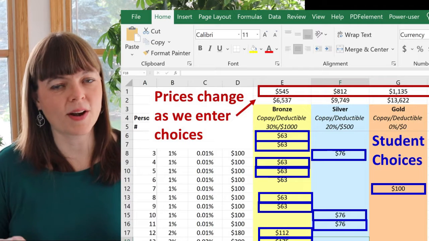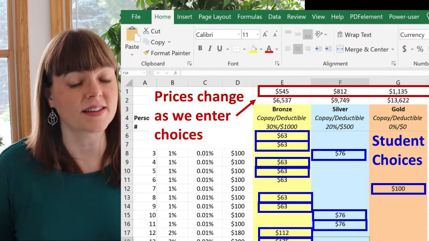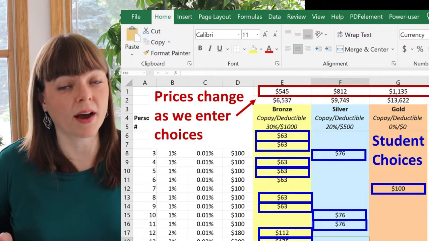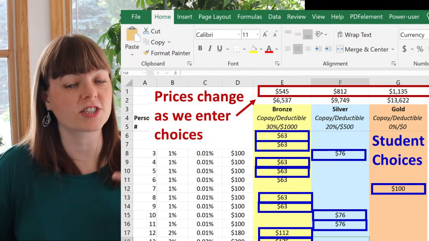And you go through one by one asking the student, what did they choose? Deleting the options they didn't choose. And they're going to watch the price of bronze go way down and the price of gold go way up. They're just going to watch this happen.